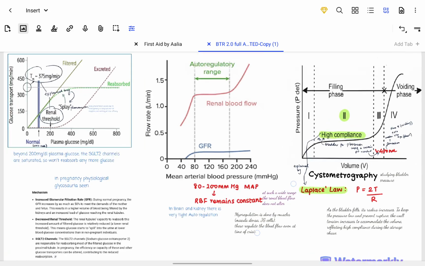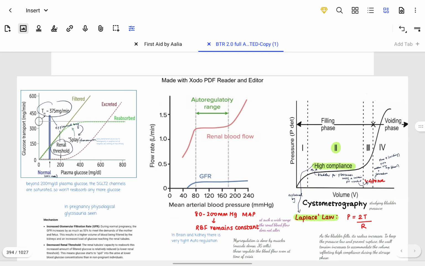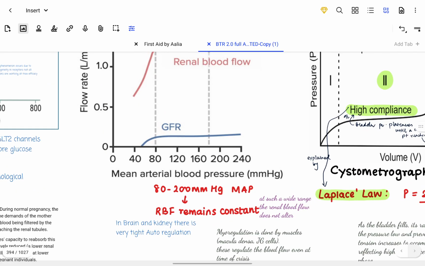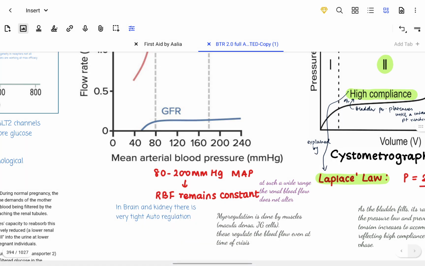Now we have mean arterial blood pressure. In the brain and kidney there is very tight autoregulation, and the major regulation is done by macula densa cells and juxtaglomerular cells, right? These regulate blood flow even at the time of crisis. The macula densa increases the GFR, and the JG cells increase sodium reabsorption through the renin-aldosterone part.